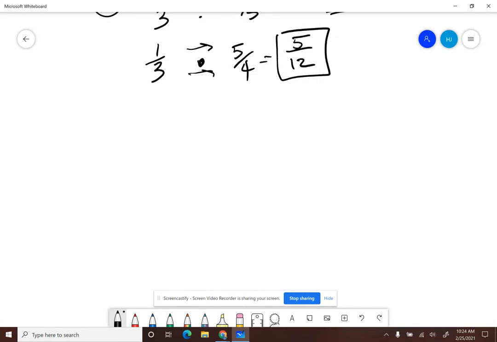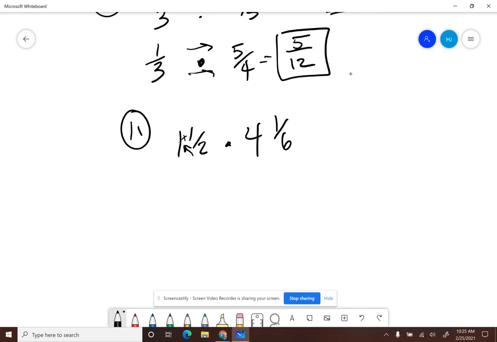Stick with me. Number 11 is going to be 1 1/2 times 4 1/6. Oh my goodness. Now we've got a mixed number. And I'm going to go ahead and tell you that you're going to use what you've previously learned to be able to do this. You have to convert mixed numbers to improper fractions in order to be able to multiply them, okay?